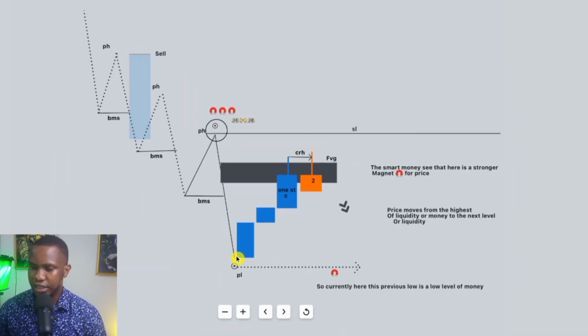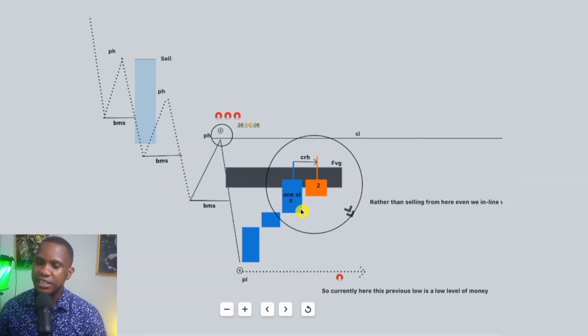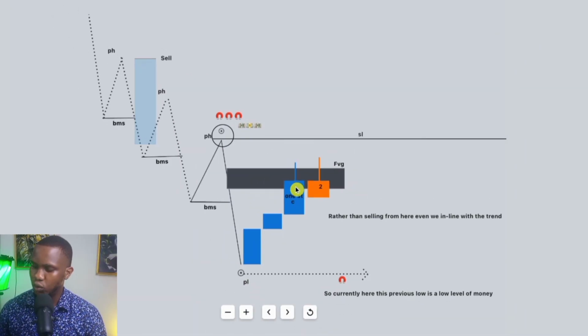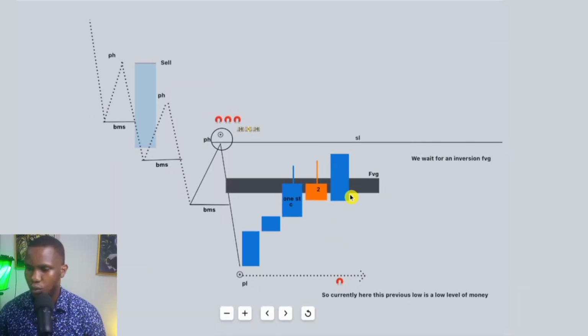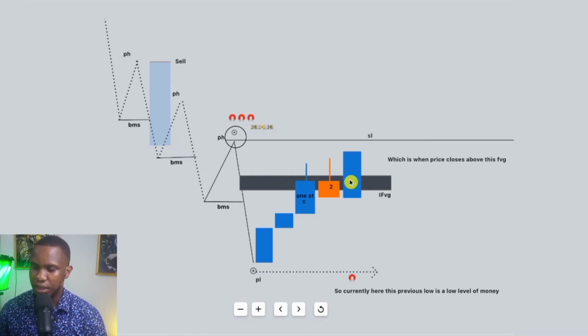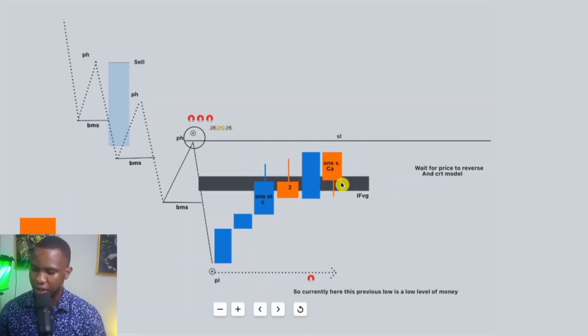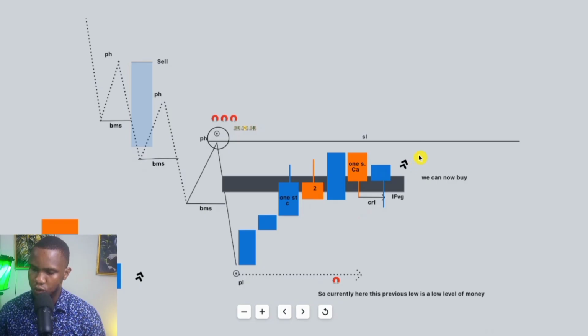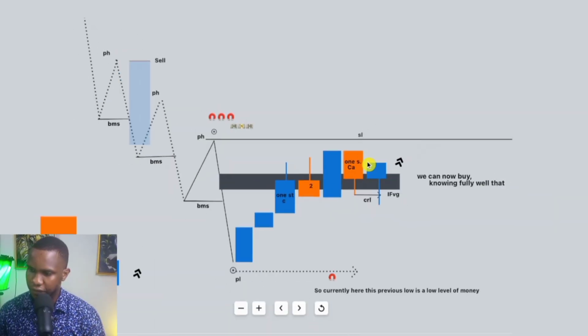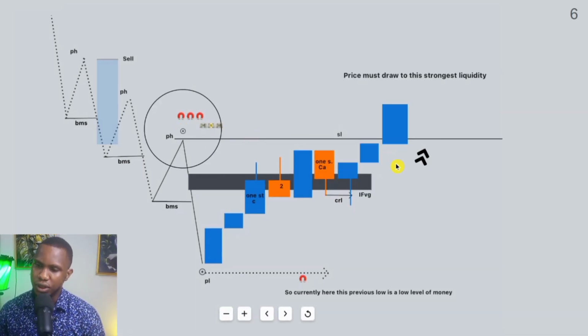So currently here, this previous low is the low level of money in the market. So rather than selling from this level, even though we are in line with our trend, we'll wait for what we call an inversion fair value gap, which is when price closes above this fair value gap. We'll wait for price action to return back to our fair value gap and give us our CRT model. This is our one stupid candle right here. We sweep it and we trade to this upside, knowing full well that price must get to this strongest level of liquidity in the market.